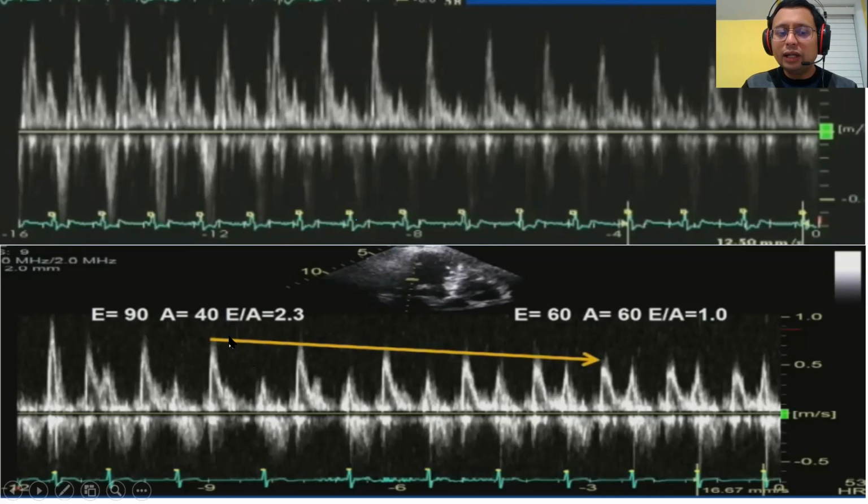However, as we do the Valsalva maneuver, you can see that the ratio of E over A that was high actually comes down to almost the same. So the E over A comes down from 2.3 to 1. So there is more than 50% reduction. So this is positive. This patient has increased LA pressure. This is negative. This patient has normal LA pressure. Okay, that is how we use the Valsalva maneuver as our additional parameter.